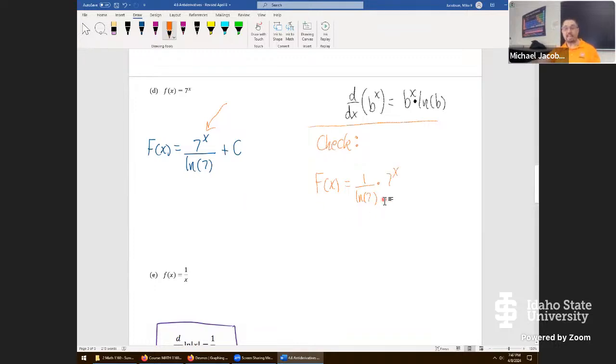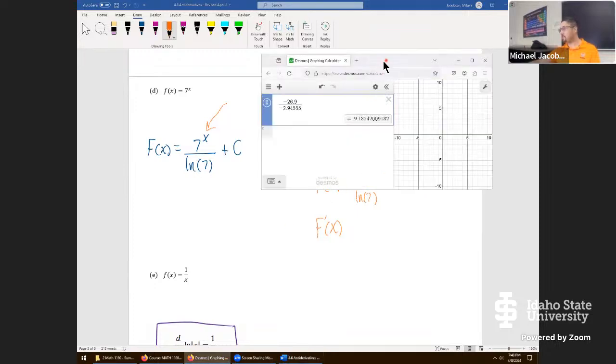And this is a good point of view to take because now it reminds us we just have a constant right here multiplying a function. We can use the constant multiple rule now to help us differentiate. So now here's the earnest part of the check. That's an arbitrary, well, it's not arbitrary, it's 1 over natural log 7, but it's absolutely constant. Let's prove it to ourselves.